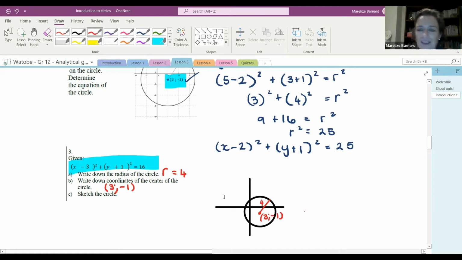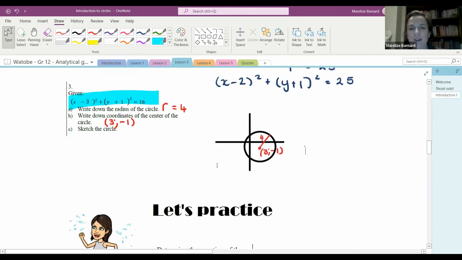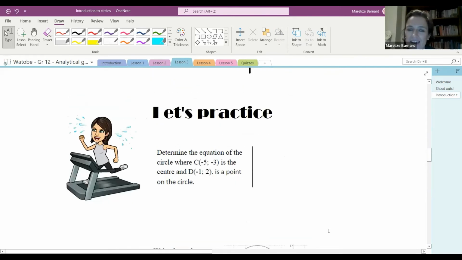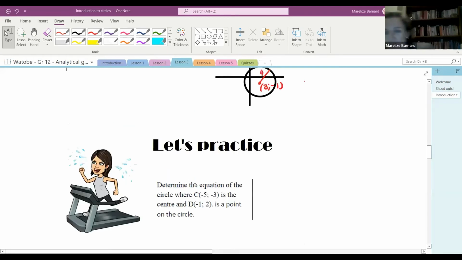Okay, great stuff. We are just getting warmed up and we are ready for some more. Next one, I want you to give this one a shot. Determine the equation of the circle where there is a point C with coordinates (-5, -3), and the center is (-1, 2). Sorry, C is the center and D is a point on the circle. As soon as you're ready, pop your answer in the chat.